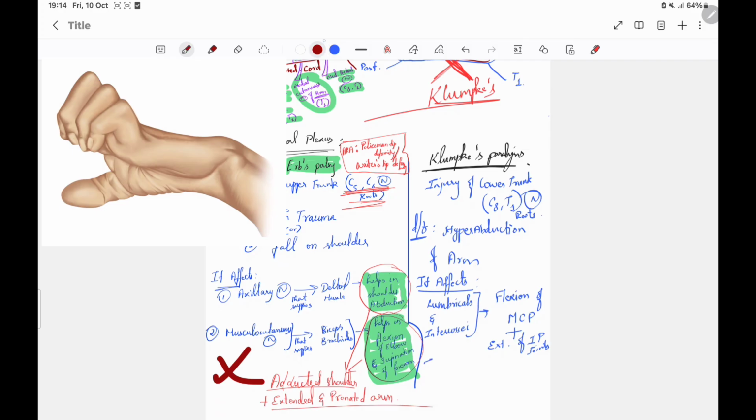Injury leads to extension of the metacarpophalangeal joint and flexion of the interphalangeal joint. It's also known as complete claw hand.